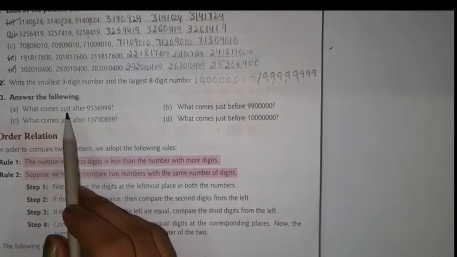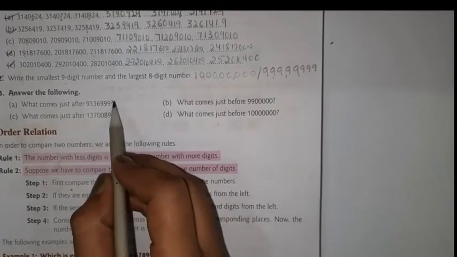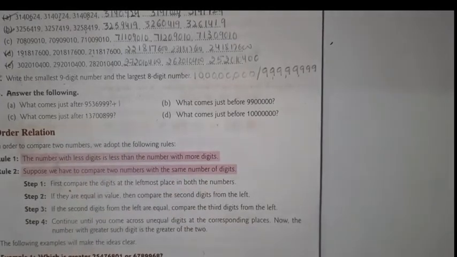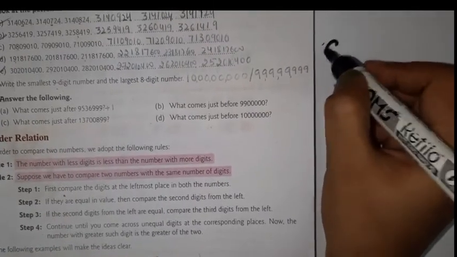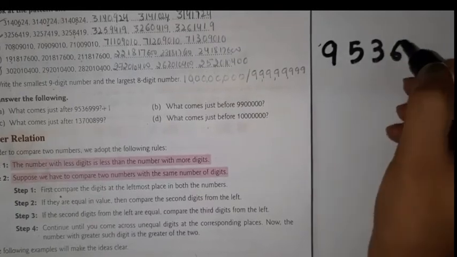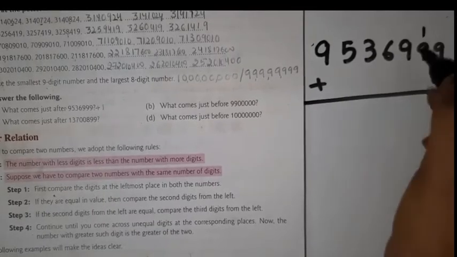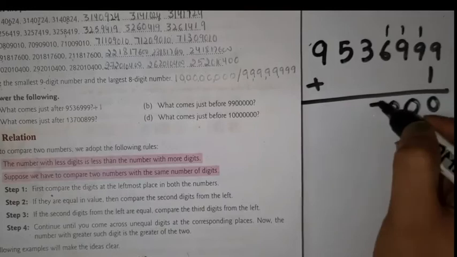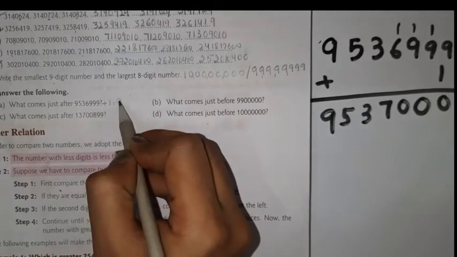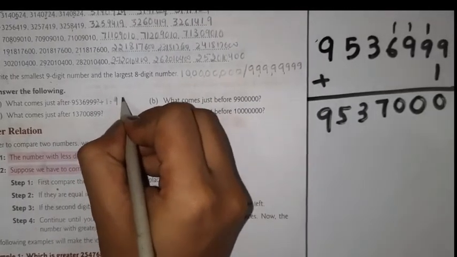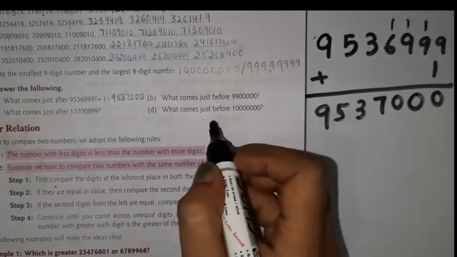Next is what comes just after 9536999. After means we have to add 1 with this number. So let us see what answer we'll get if we add 1. The question is 9536999. So we'll add 1. 9 plus 1 is 10, 9 plus 1 is 10, 9 plus 1 is 10. So this is what we'll get after adding 1, that is 9537000.